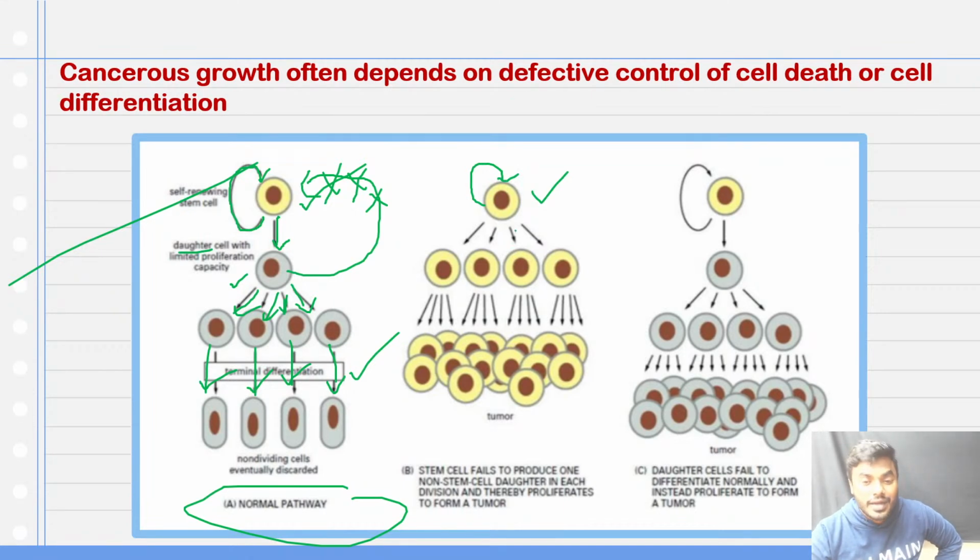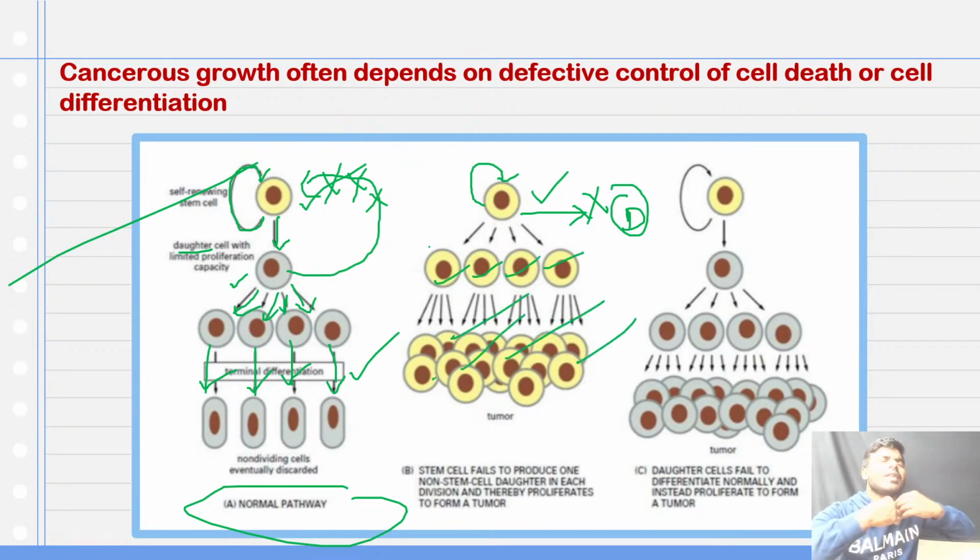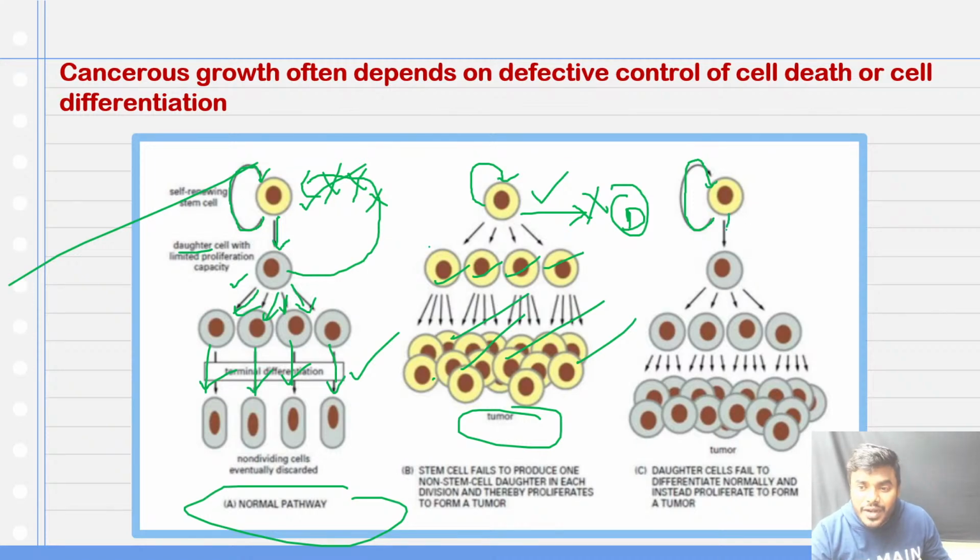Now you tell me, is the self-renewing stem cell giving rise to the daughter cell? No. The self-renewing stem cell is not giving rise to the daughter cell. Instead of giving rise to the daughter cell, the self-renewing stem cell is dividing uncontrollably, and it is giving rise to the tumor. Simple point. Now the third condition, understand without confusion, friends. In the third condition, the self-renewing stem cell gives rise to itself, no doubt about it. At the same time, it gives rise to the daughter cell.